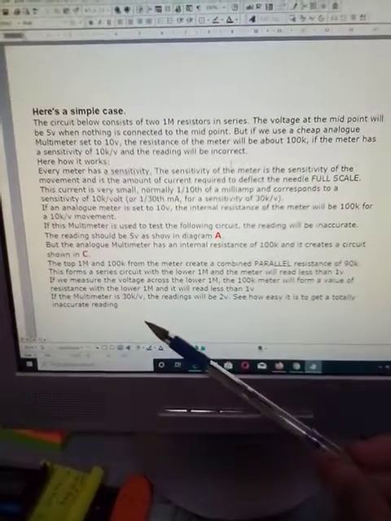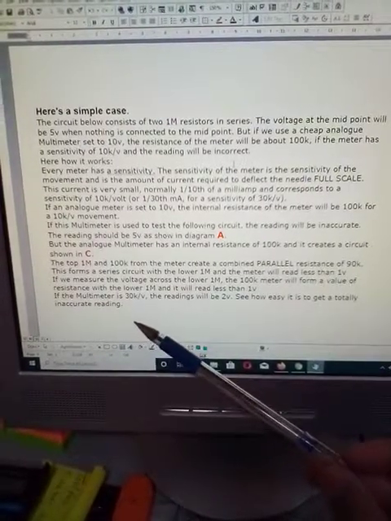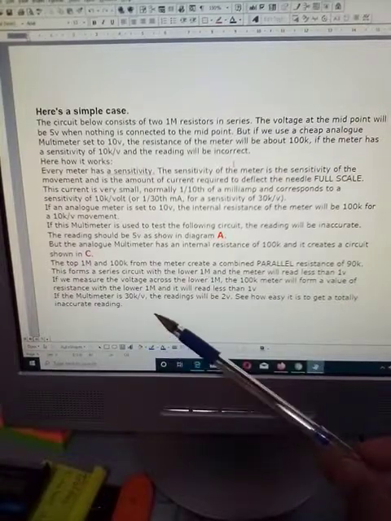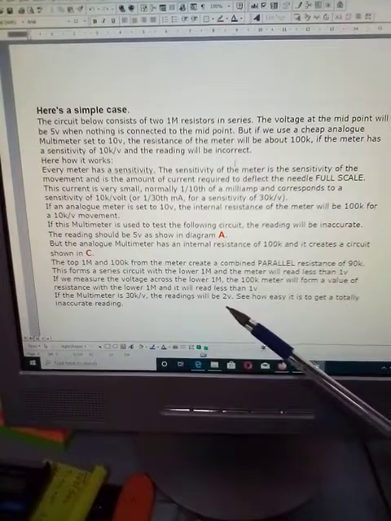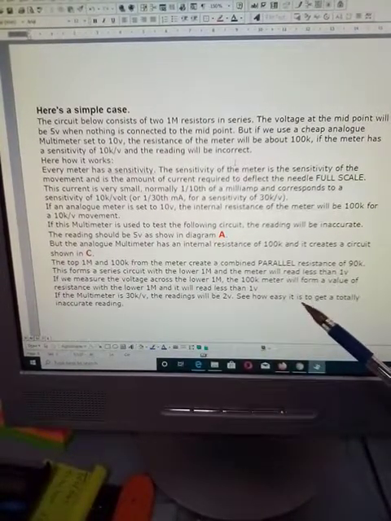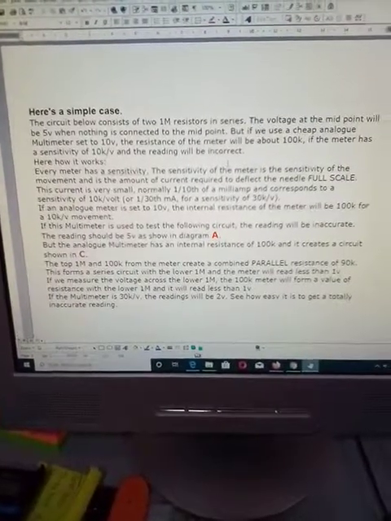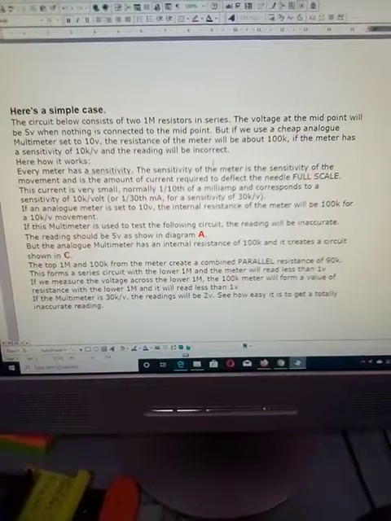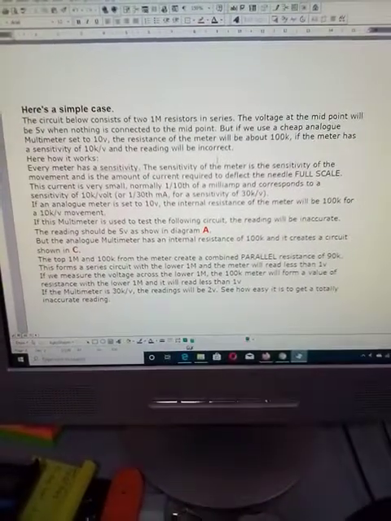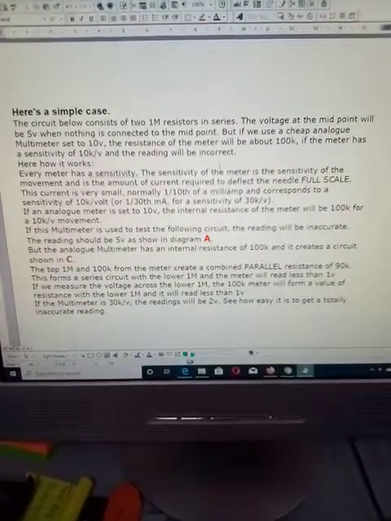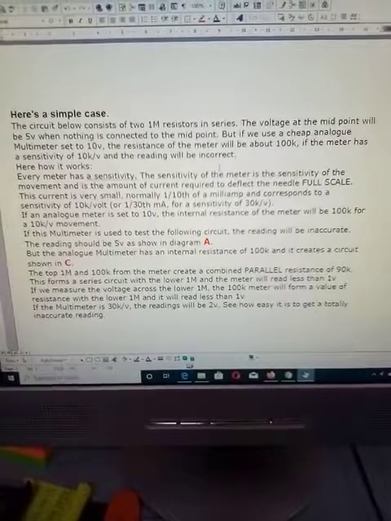If the multimeter is 30K ohms per volt, the reading will be 2 volts. See how easy it is to get a totally inaccurate reading. Now you will need to read this for yourself, and you will need to recap on what I've just said, looking back at the text in your own time.